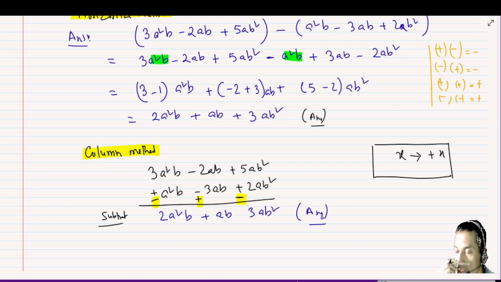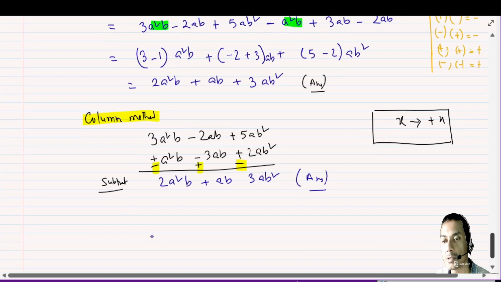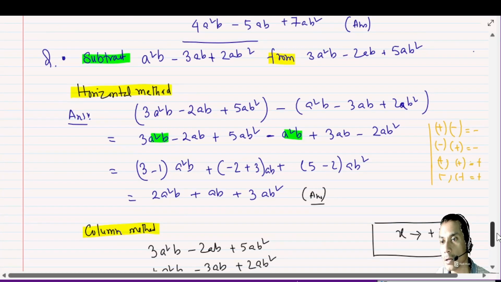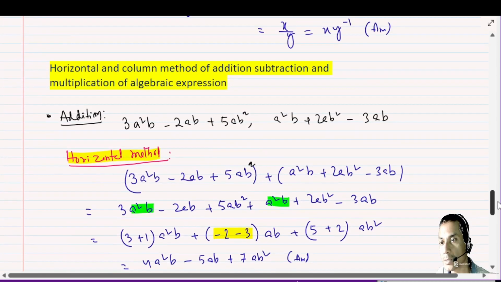So I hope it is easy to understand. It is not that difficult, and as I already told you, we just try to apply the second method when the expression is large, but practice the first method also, because you can get the result very quickly for small expression calculations. Correct? So we learned both the horizontal and column methods for addition and subtraction.